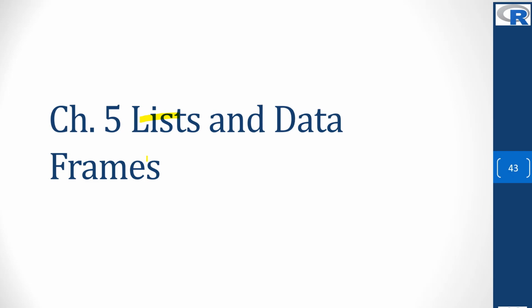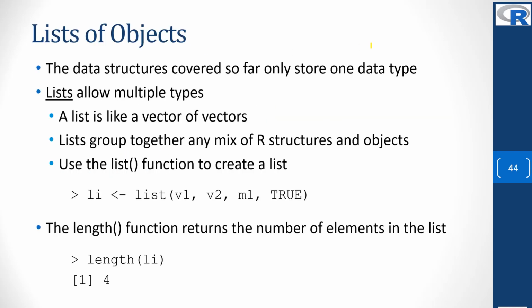We're going to talk about lists and data frames in R. Let's start with lists. Lists are basically a vector of vectors. You can store any type of data in a list. In other words, you can mix the types, whereas with matrices, vectors, arrays, we have all the same type of data. But a list, you can mix them.